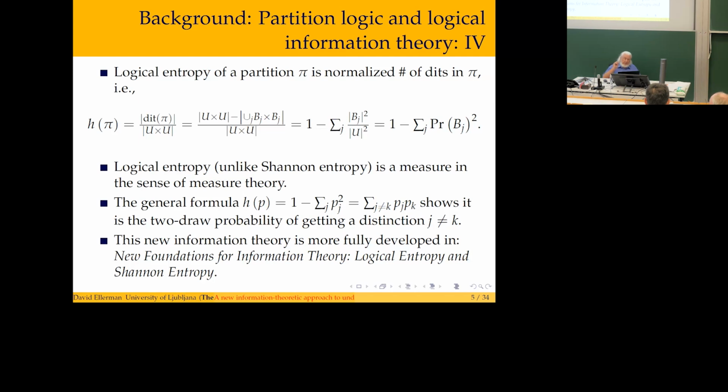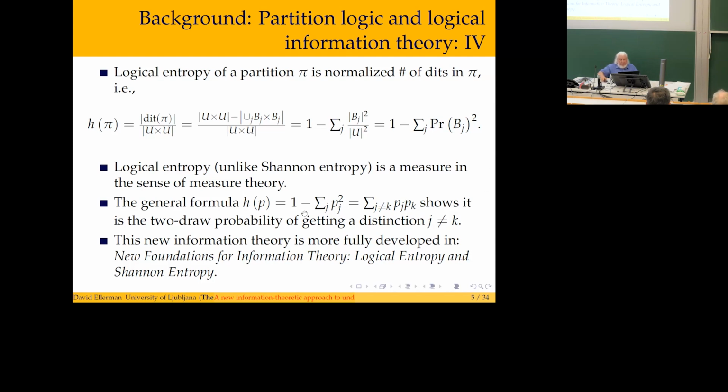If you have a partition, the logical entropy of the partition is the two-draw probability of getting a distinction, just as the one-draw probability is the probability of getting an element in the subset. For the two-draw probability, you draw independently twice from the universe, and it's the probability that you'll get a distinction. And that generalizes to the quantum notion as well, which is when you do two independent tests of the same state by the same observable, it's the probability that you'll get different eigenvalues. But I'm not going to go into that part of it. So this is the new information theory that we have coming out of the new mathematical logic.